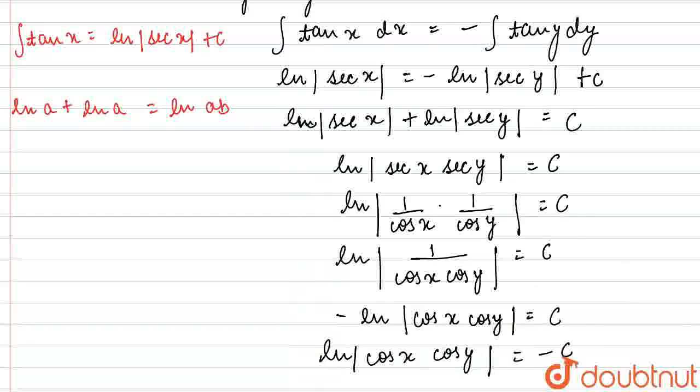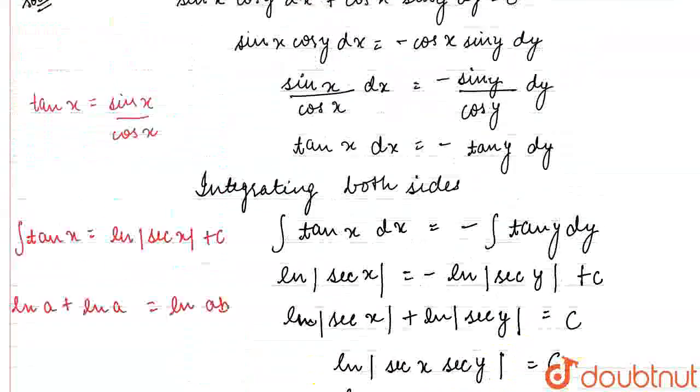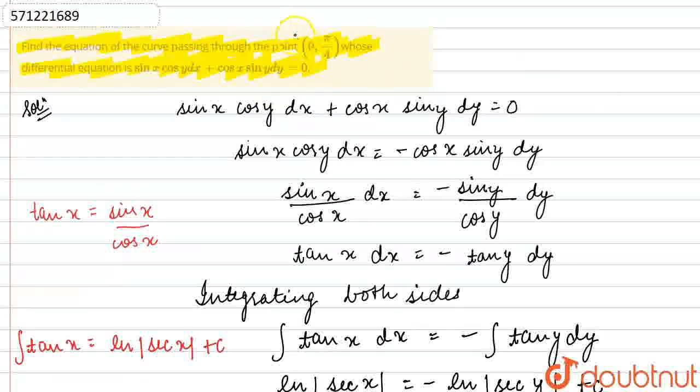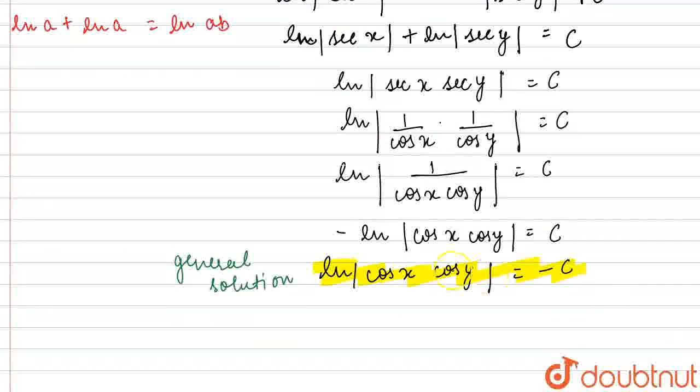Now this is the general solution. Alright, this is what we are getting as the general solution. But in the question it is asked that we need to find the particular solution, and this curve is passing through the point 0 comma pi by 4.